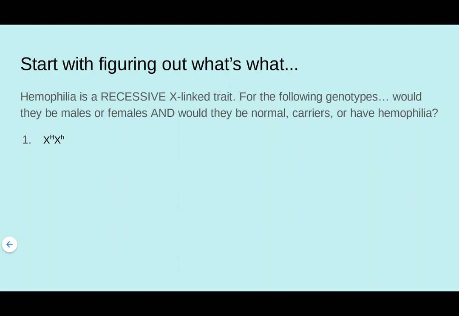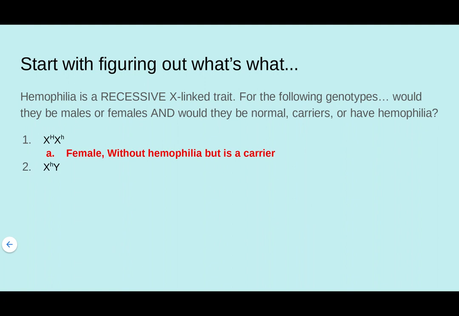First, I see XX, and that would tell me it is a female. Next, it has one of the normal dominant alleles, and it has one of the recessive alleles. So that means they are normal, they don't have hemophilia, but they are able to pass it on, so we call those carriers.